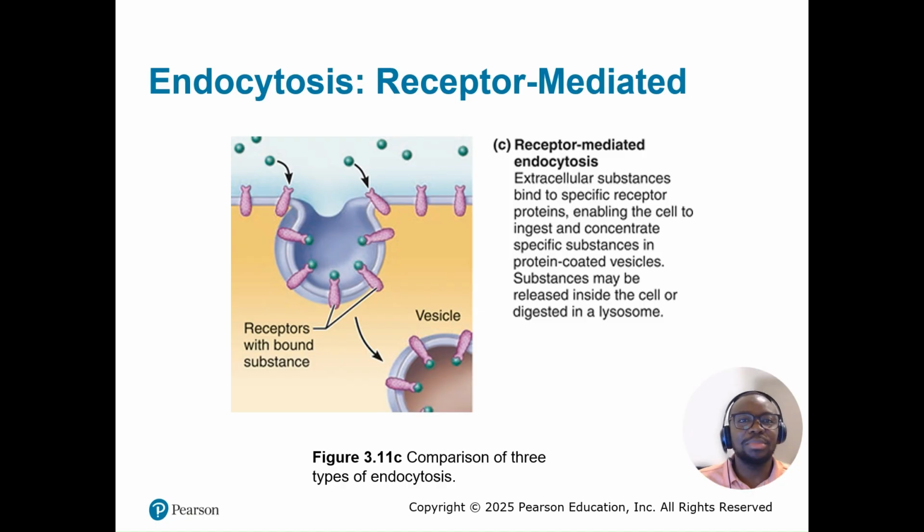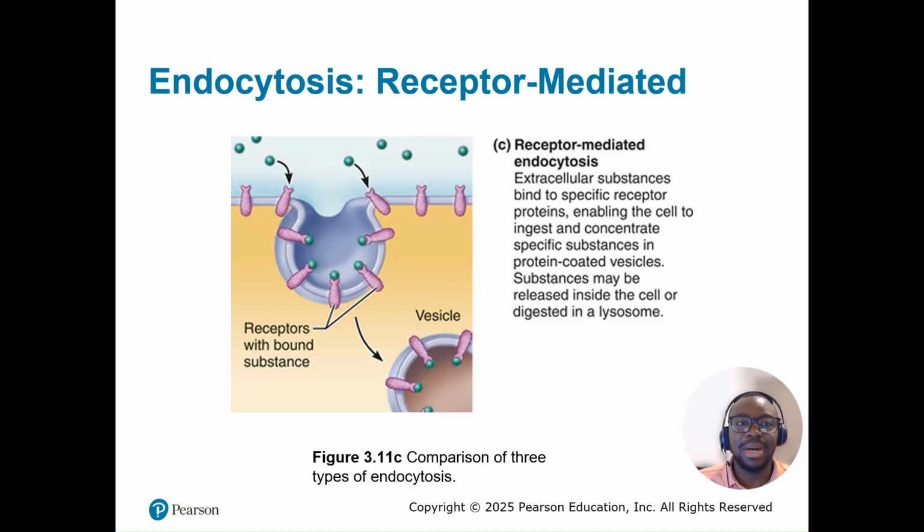Next is receptor-mediated endocytosis. In this process, extracellular substances bind to specific receptor proteins in the cell's plasma membrane. This process enables the cell to ingest and concentrate specific substances called ligands in protein-coated vesicles. Ligands may simply be released inside the cell, or they may combine with the lysosome to digest their contents.